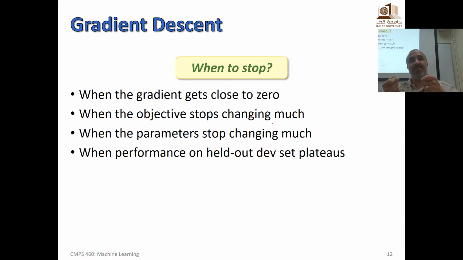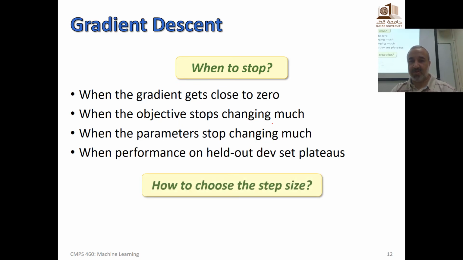Remember, with every update in the parameter, are we changing the model that we are learning or not? Where is the model? It is the parameter. The parameters are the model. So when we are changing the parameters, that means that we are changing the model, right? So with every change of the parameter, we can check the performance of that model on the development set, and we stop when we get a good performance. So all of these are criteria to stop. Inshallah, next time we'll see how to choose the step size.